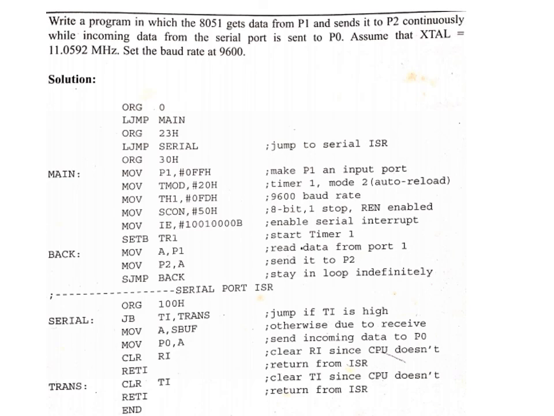So the character whichever is there in the SBUF register is moved to the A register. From the A register it is moved to the P0 port. Then the RI flag is cleared for the next round. Then the control will come back to the main program with the execution of the RETI instruction. So usually the control will be in these three instructions, and continuously the data from port 1 will be sent to port 2.